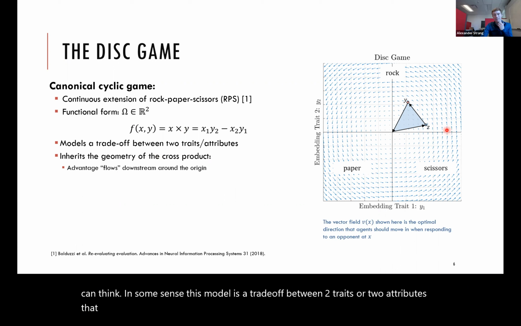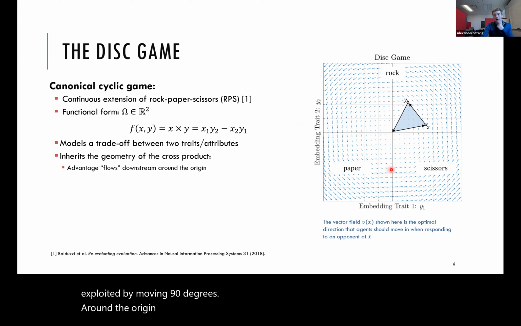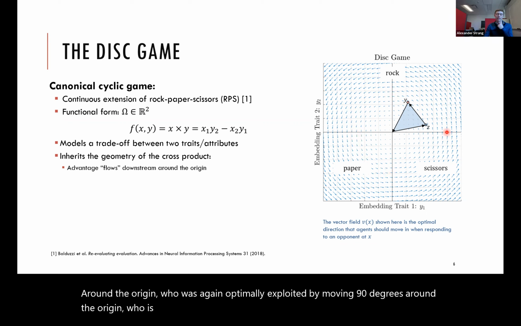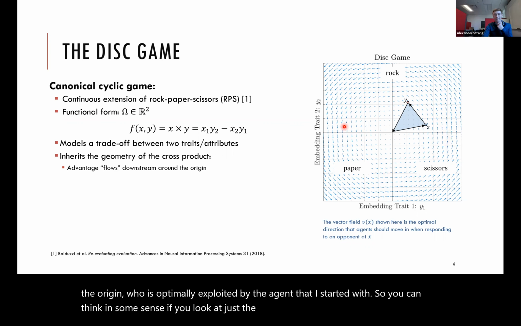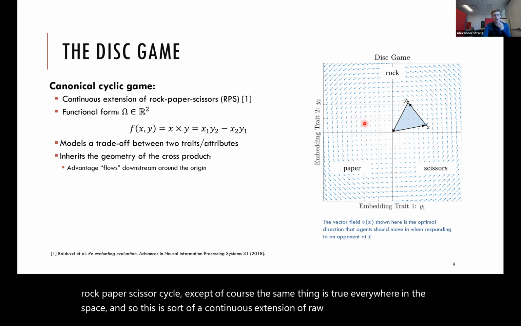that the optimal response to, say, an agent here on the x-axis is given by picking an agent on the y-axis, who is maximally exploited by moving 90 degrees around the origin, who is again optimally exploited by moving 90 degrees around the origin, who is optimally exploited by the agent that I started with. So you can think that in some sense, if you look at just the 4 points on the axes, this is like a 4-point rock, paper, scissors cycle, except of course the same thing is true everywhere in the space. And so this is a continuous extension of rock, paper, scissors.